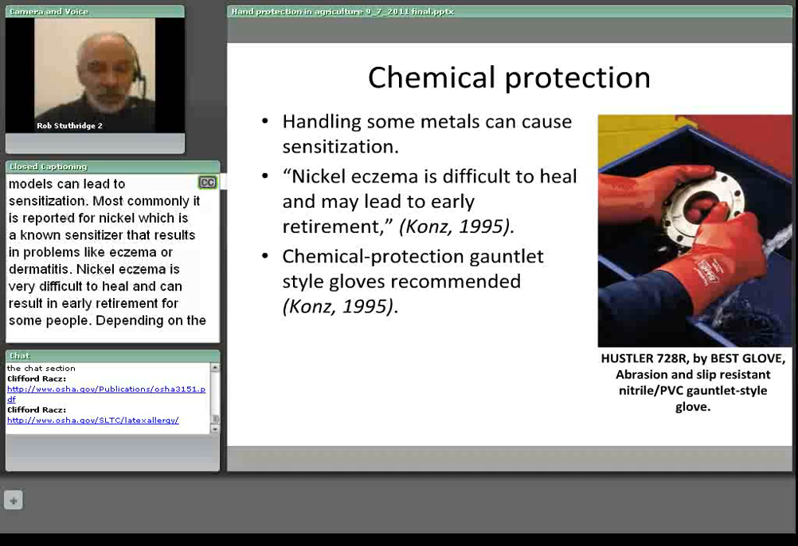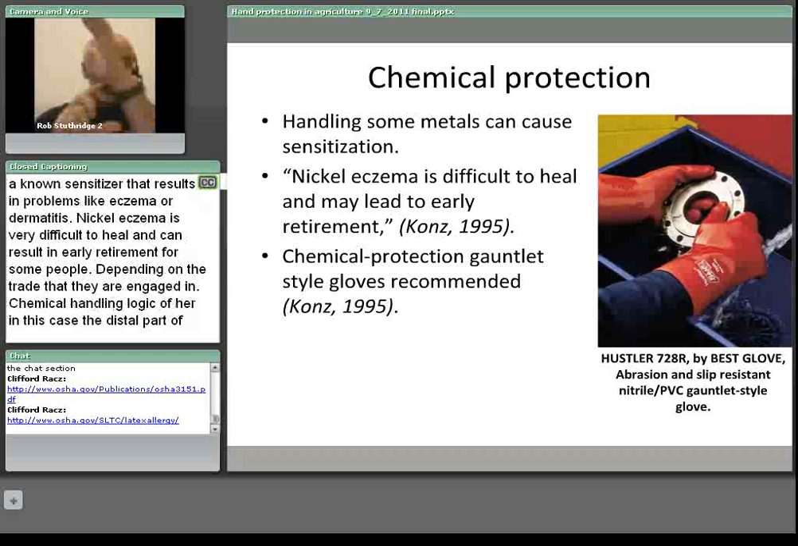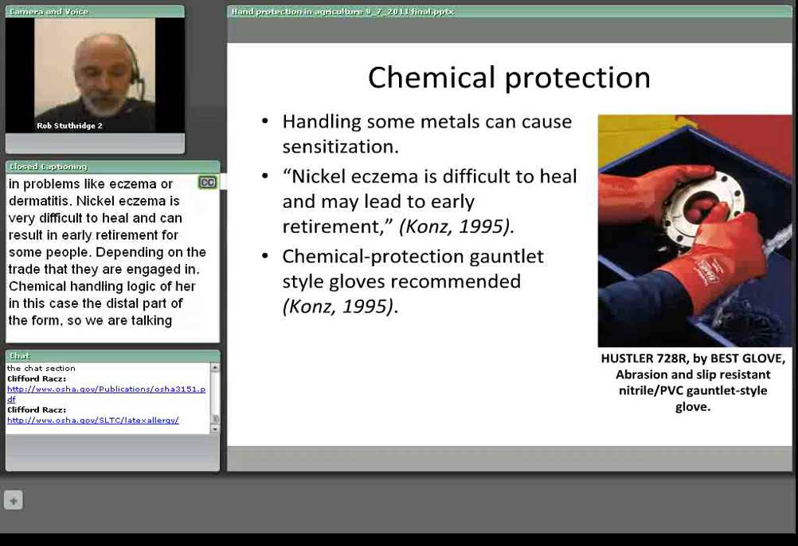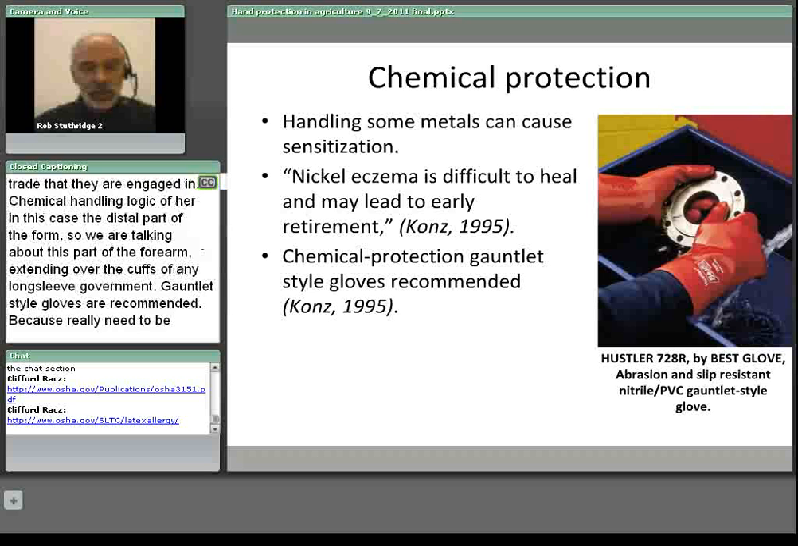Chemical handling gloves should cover, in this case, the distal part of the forearm. So we're talking about this part of the forearm extending over the cuffs of any long-sleeved garment. And gauntlet designs are therefore generally recommended. But the cuffs really need to be close-fitting, as is shown here. And that avoids any chemicals getting in behind the cuff and also reduces the risk of snagging loose cuffs on any moving equipment.